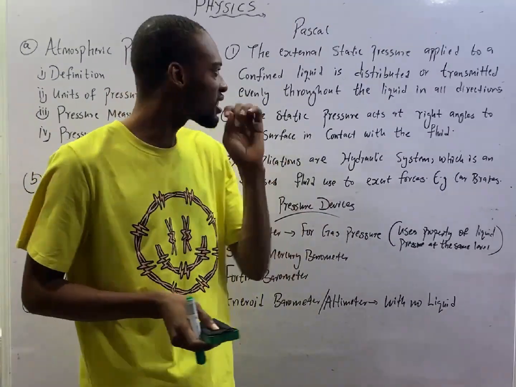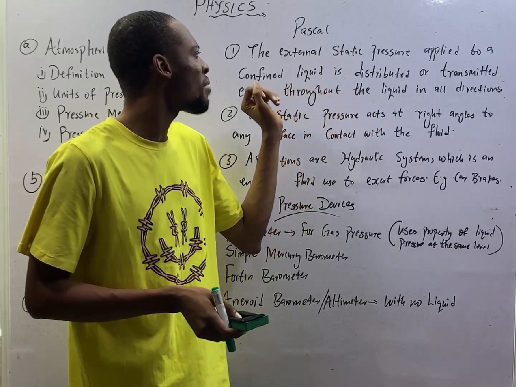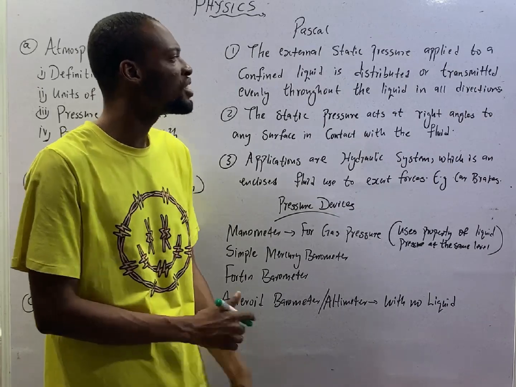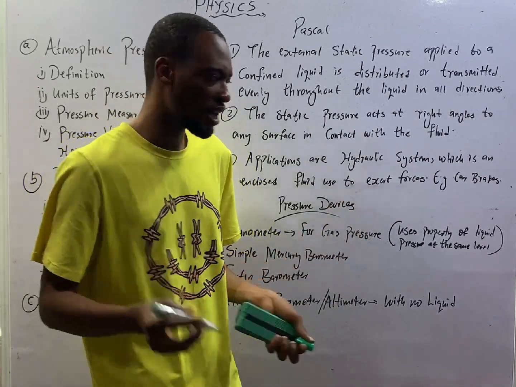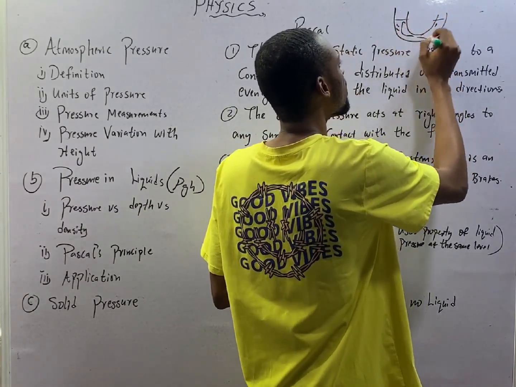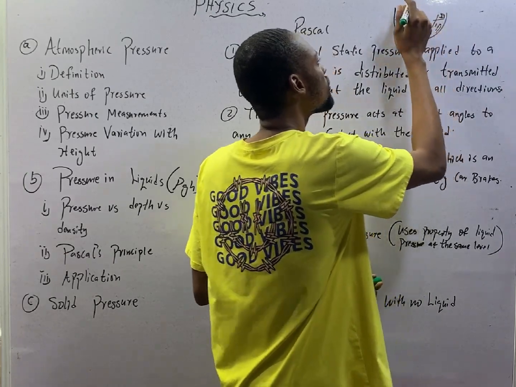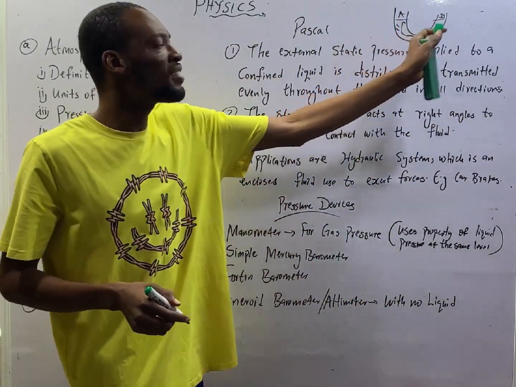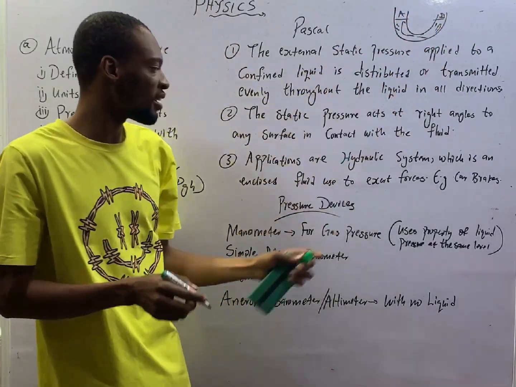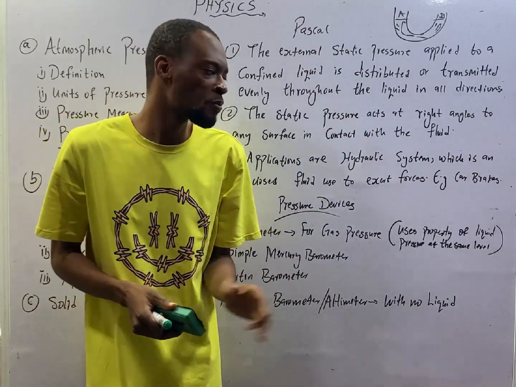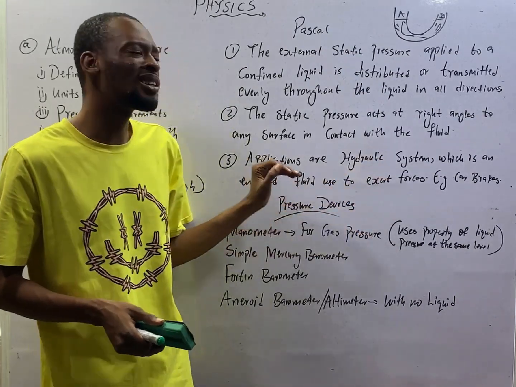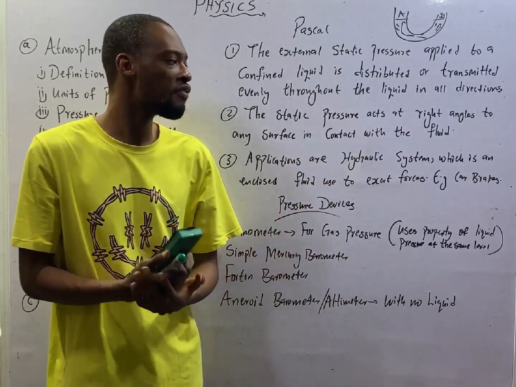Pascal's principle states that the external static pressure applied to a confined liquid is distributed or transmitted evenly throughout the liquid in all directions. If you have something like this, closed, and you have liquid here, if here is A and here is B, if you apply pressure on A, it is applied evenly in all directions. Once you push here, here will also go up. If you push here, here will also go down. This is why Pascal's principle finds application in hydraulic systems, which is an enclosed fluid used to exert forces.